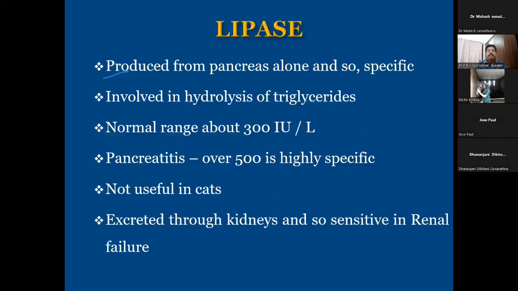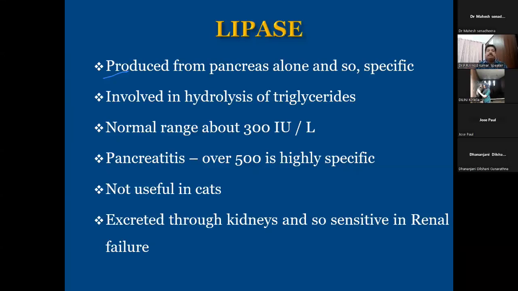Then lipase. Lipase is produced from the pancreas only. From nowhere else is lipase produced. So lipase is highly pancreas specific. When you suspect the pancreas, go for the lipase only. You do not even take the amylase. It is involved in hydrolysis of triglycerides. Normal range is about 300 units per liter. So lipase is highly specific to the pancreas.